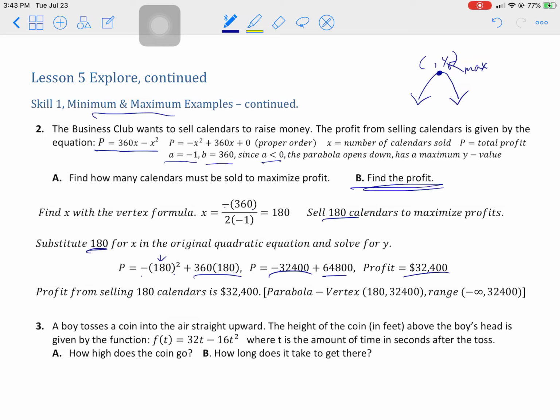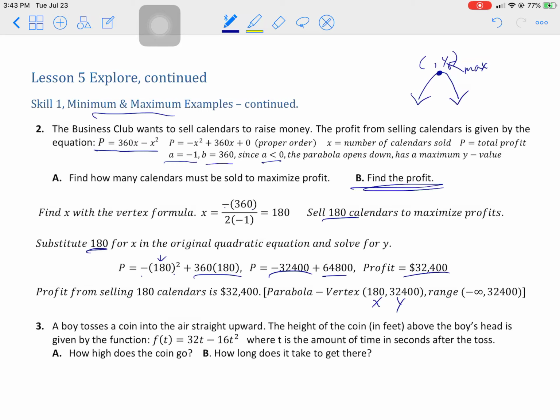If you had to graph it, the vertex of your parabola would have an x value, so that's the first one, of 180, and that's the y value. Therefore, if it was upside down, look at this here, the range would be negative infinity. It would go down as it went out, right? And then its maximum would be that. Okay?